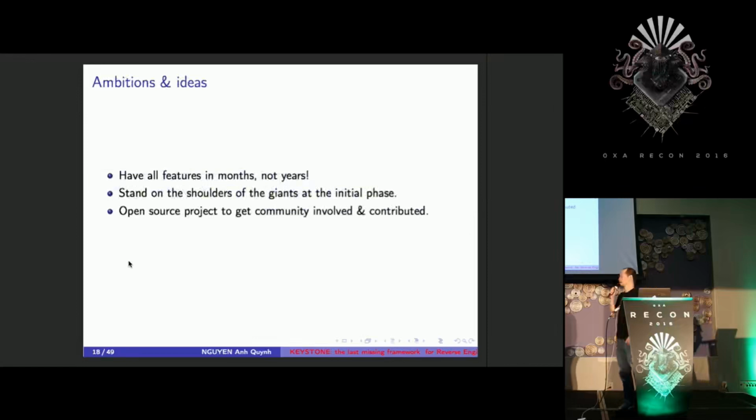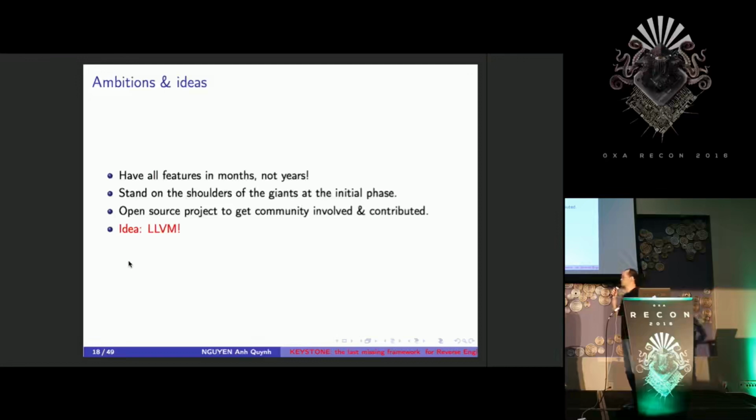So my idea is that I do not want to spend a lot of time on this to design, to implement, to maintain it. I want to have all features in months, not years. Because if you want to do everything from scratch, it takes years of your life. So the only way is to stand on the shoulders of giants at the initial phase. And after that, release the source code to the community so people can help to contribute and to maintain it.